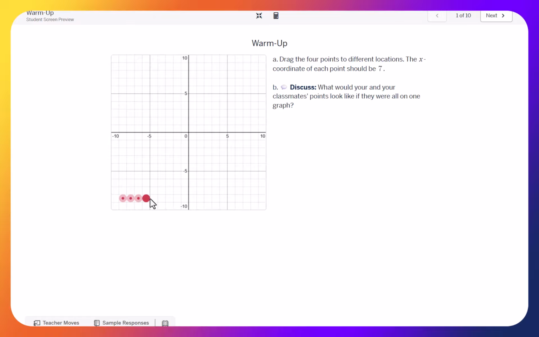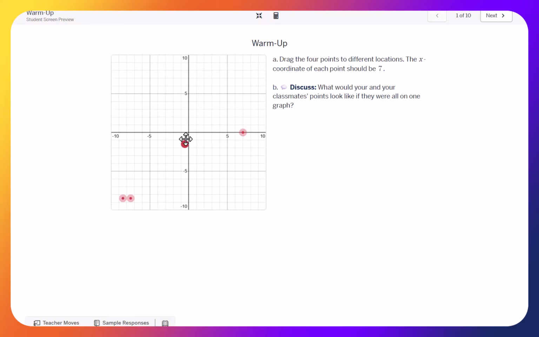So let me start by placing each of these points so that it has an x-coordinate of 7. I'm going to start at the origin. For an x-coordinate of 7, I just have to move to the right 7 units. 1, 2, 3, 4, 5, 6, 7. And I'm just going to leave that first point there. The coordinate there is 7, 0.